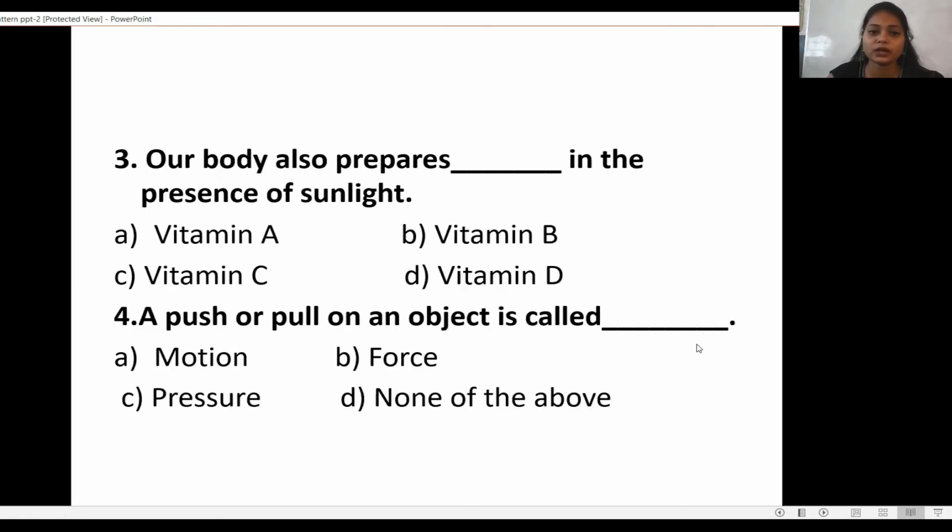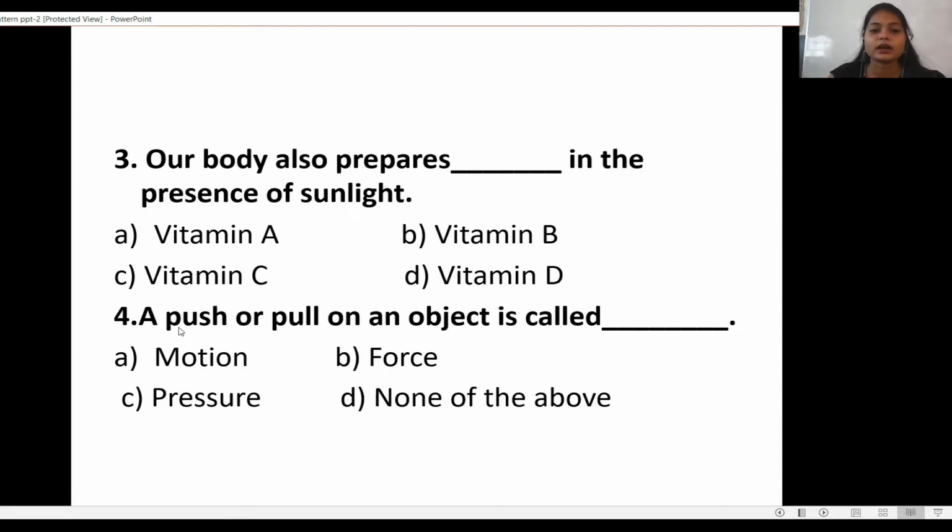Moving to our next question. Our body also prepares dash in the presence of sunlight. Vitamin A, vitamin C, vitamin B and vitamin D. So here the correct option is vitamin D.